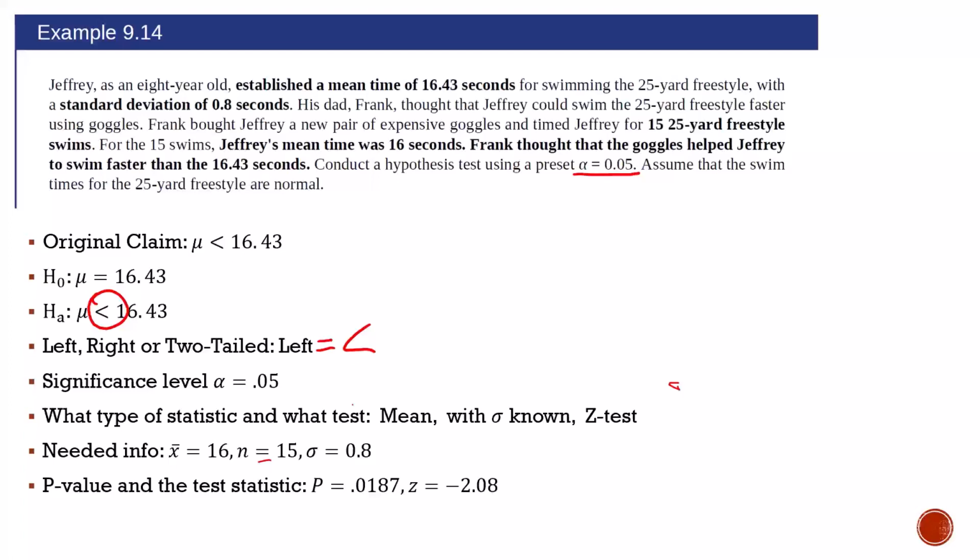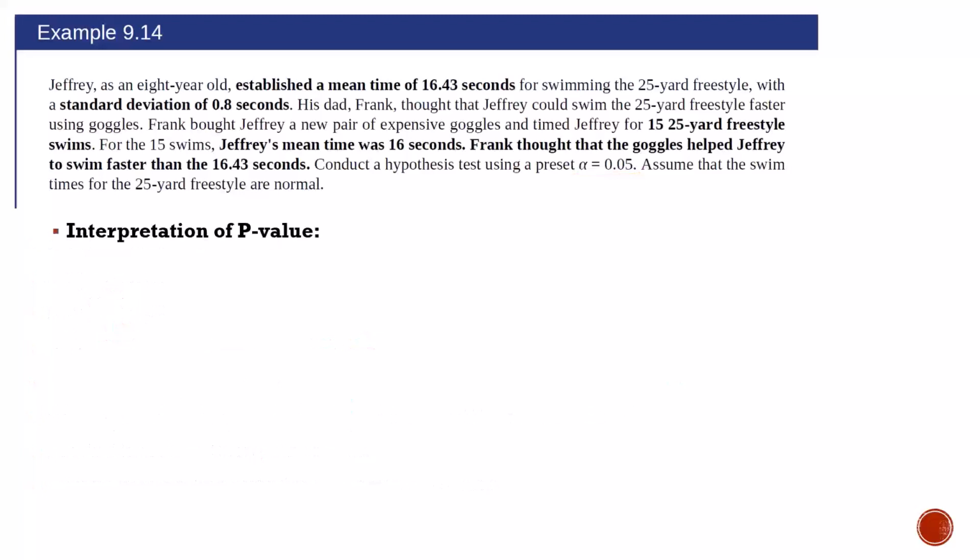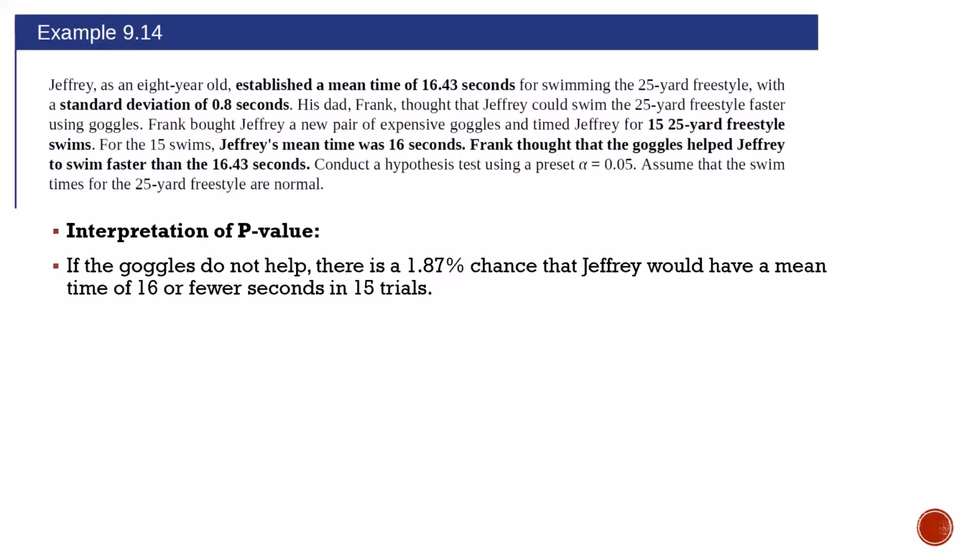So now that I have this information, I need to decide whether to accept or reject the null hypothesis. Or sorry, not fail to reject. I keep saying that, right? So let's interpret this p-value. So this p-value right here is saying the following. If the goggles don't help, if this sample isn't different than his regular sample, the probability that this would happen by chance is 1.87%.